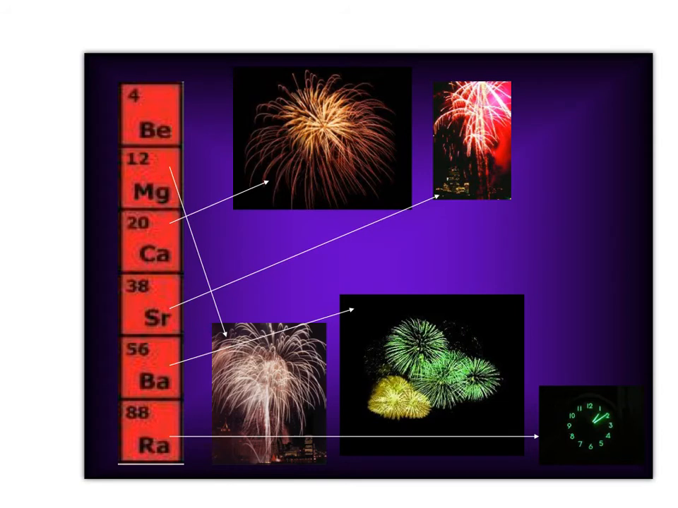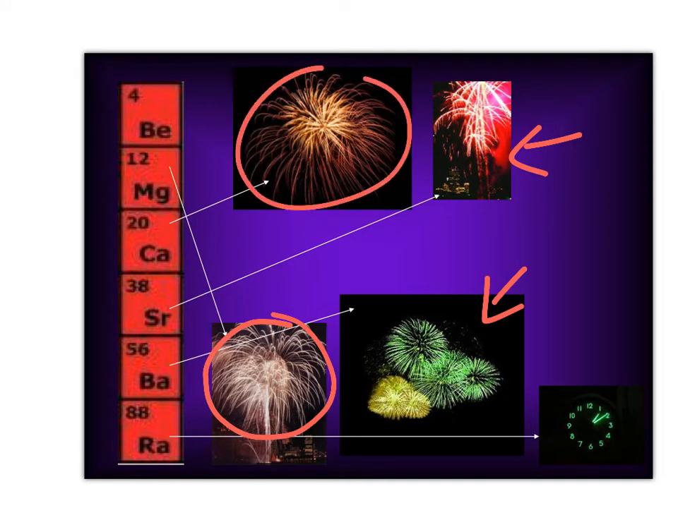So one of the cool things about the alkaline earth metals is what we use them for. They tend to have very bright colors when they burn. So for example, strontium gives you nice reds, okay? Barium gives you good yellows and greens. Magnesium has those very bright white ones, and calcium is a nice orange color. Now radium's kind of cool because you don't have to light it on fire to get it to glow. It does that on its own because it's radioactive.